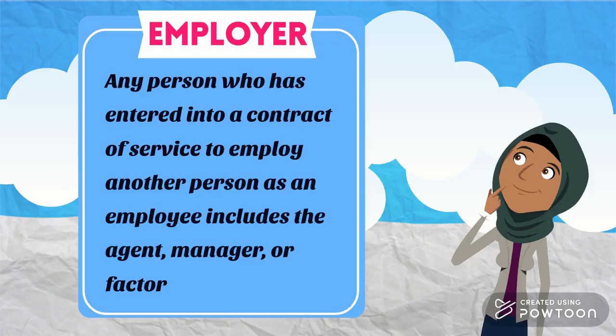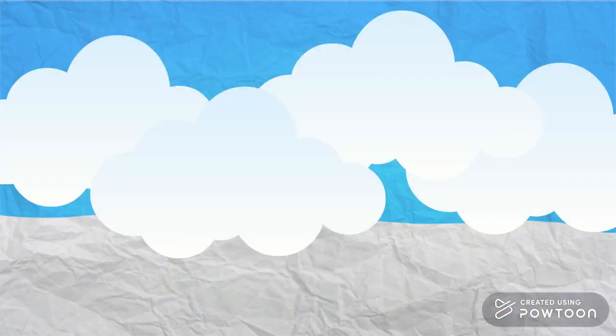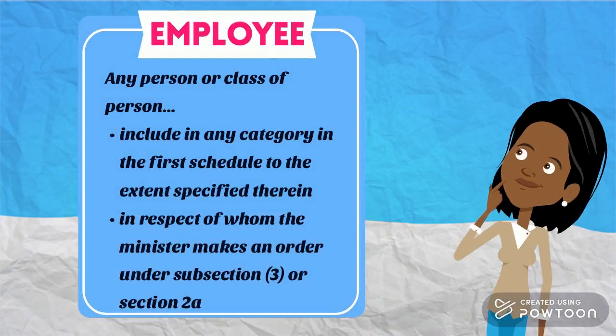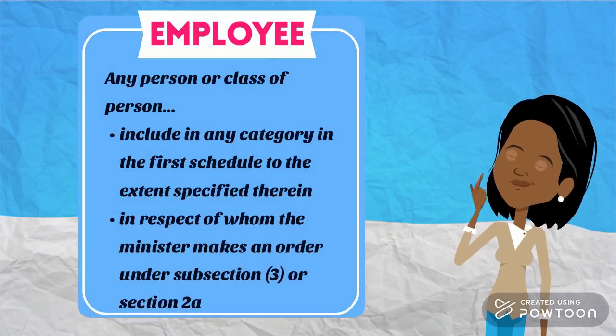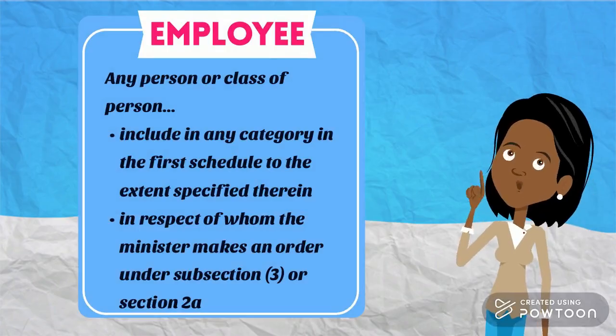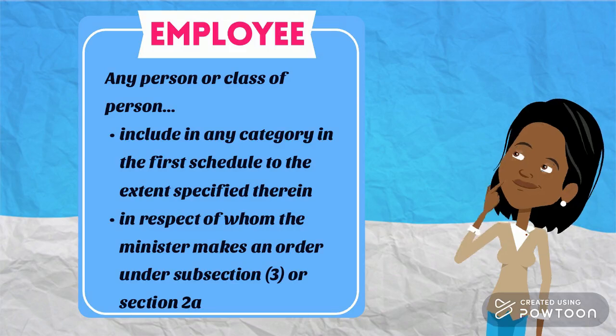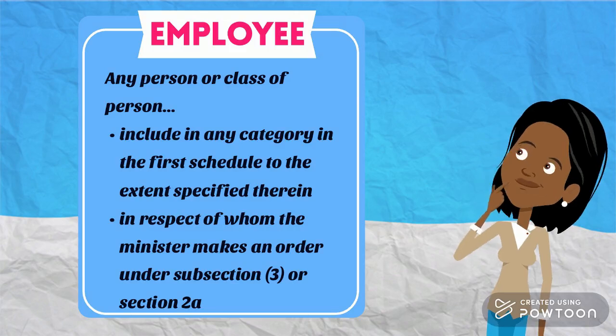Now, let's take a look at the definition of employer. Employer is any person who has entered into a contract of service to employ another person as an employee, includes the agent, manager, or factor. For definition of employee, employee is any person or class of person, include in any category in the first schedule to the extent specified therein, in respect to whom the minister makes an order under subsection 3 or section 2A.